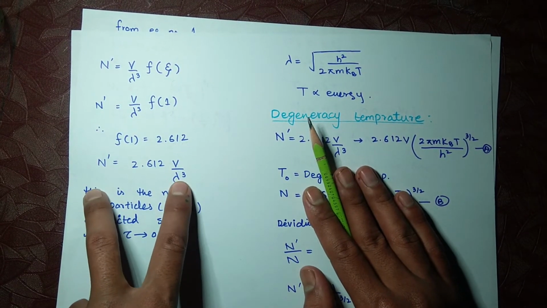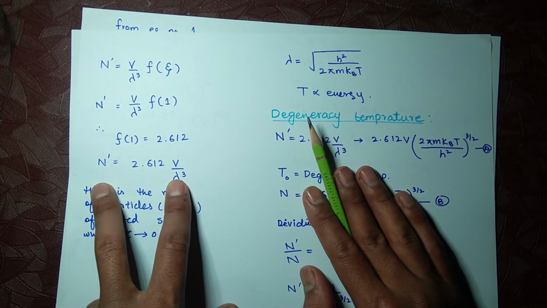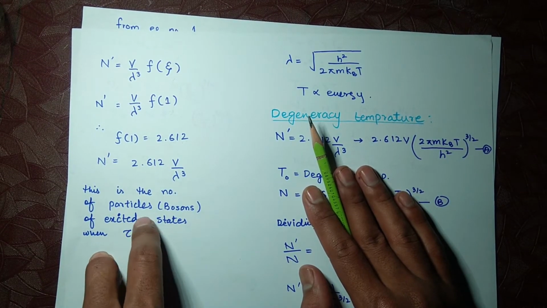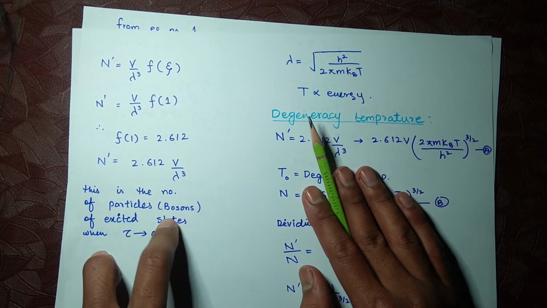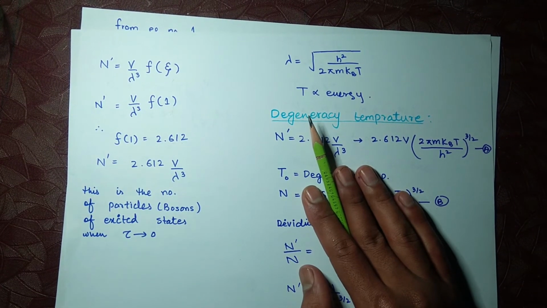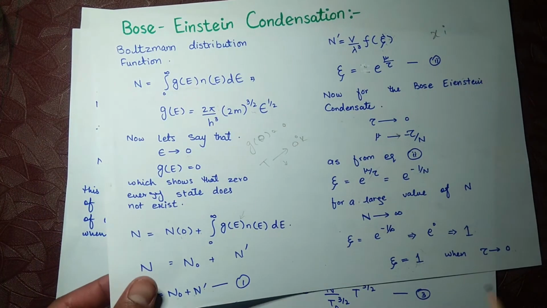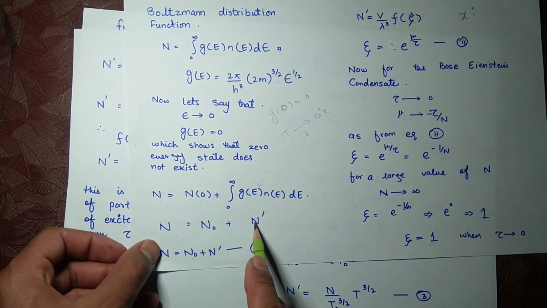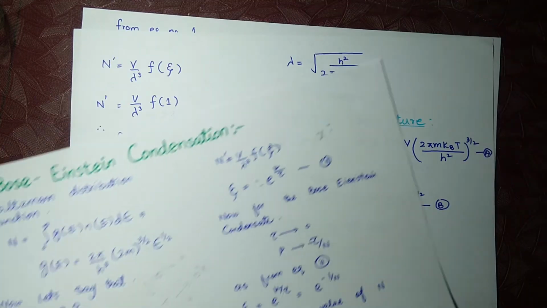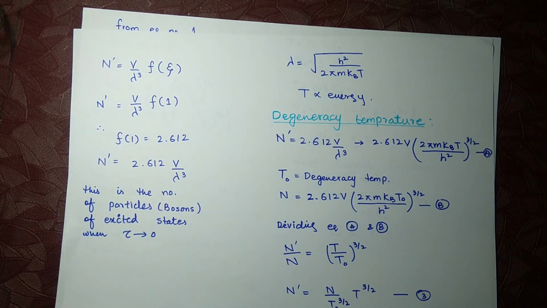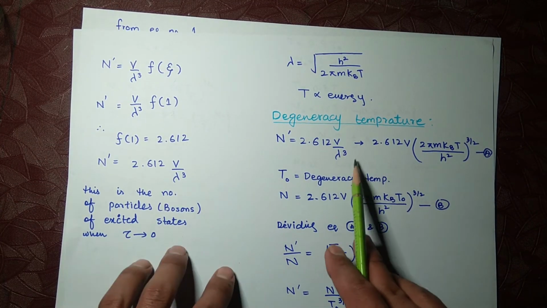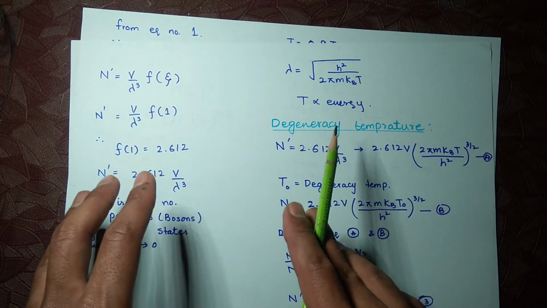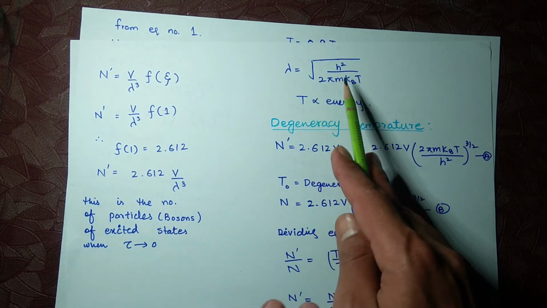So this is the basic equation which gives us the number of bosons in the excited state. I've told you earlier that this is the total, this is in the ground state, and this is the number of bosons in the excited state. The value of lambda we calculated when we were calculating the 3-dimensional density of states for the boson.